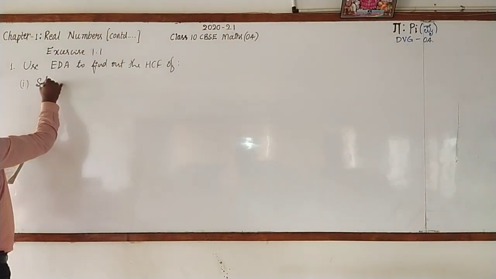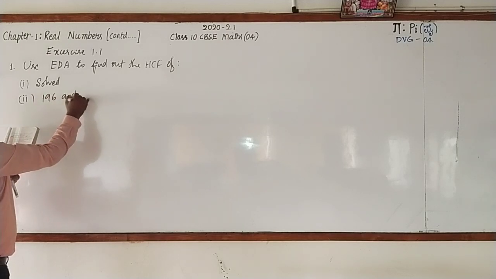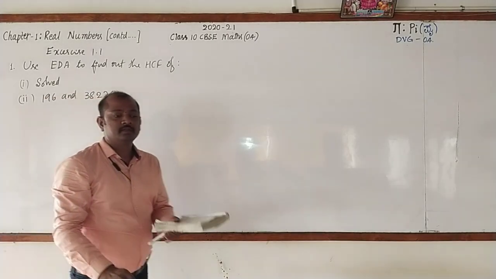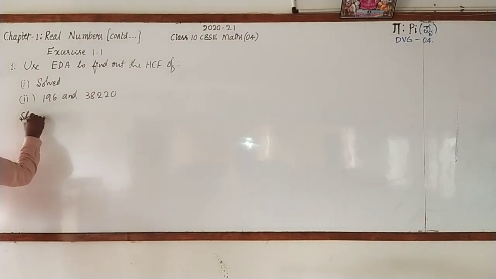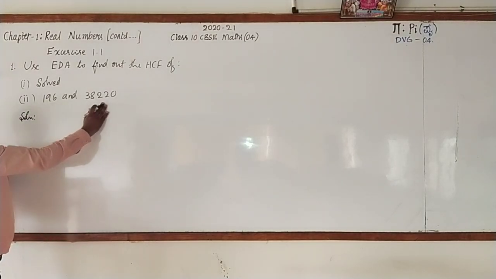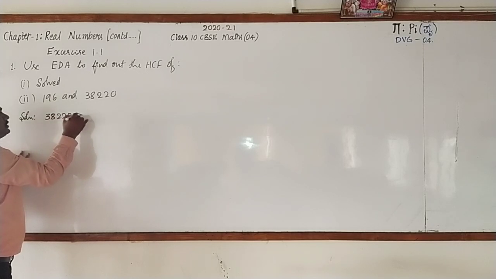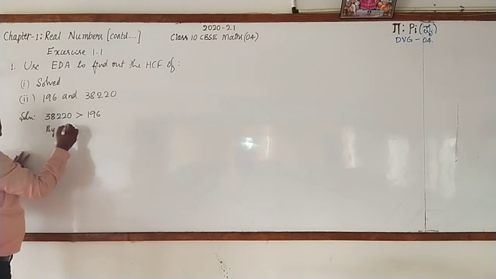So we can write solved. Second one, it is 196 and 38,220. Don't copy, just listen to me carefully. Here, to find the HCF of these two numbers, first we write the bigger number first, 38,220, which is greater than 196. Now you can apply Euclid's division algorithm.